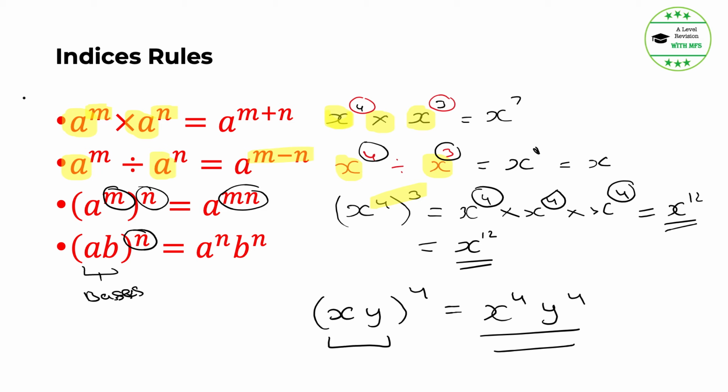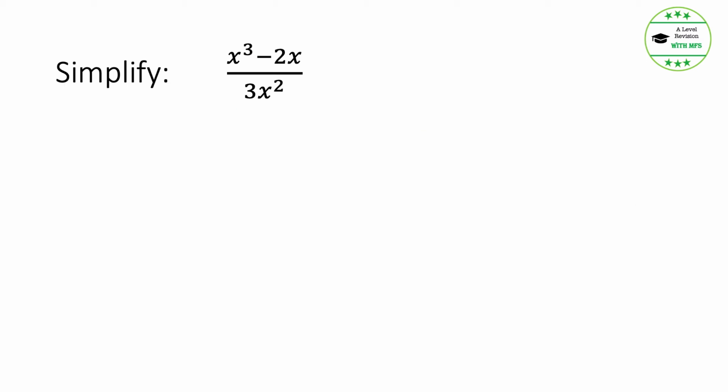We're now going to have a look at some examples of what you could be asked in an exam. So here's the first one. It says simplify (x cubed minus 2x) divided by 3x squared. Now whenever you have more than one term on the numerator and you only have one term on the denominator, you can split this up just to make life much easier.